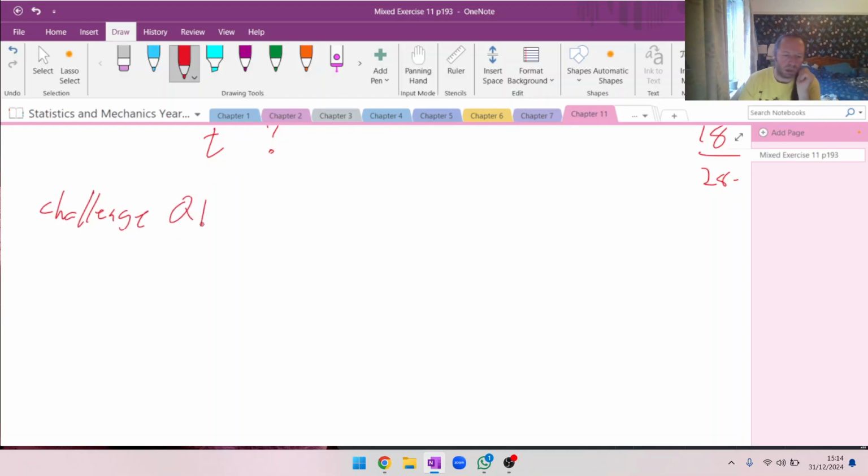Challenge Question 1. Here we go. A particle starts at rest and moves in a straight line. At time t seconds after the beginning of its motion, the acceleration of the particle is a, given by a equals 3t squared minus 18t plus 20, and we are told t is greater than or equal to 0. Find the distance travelled by the particle in the first 5 seconds of its motion.